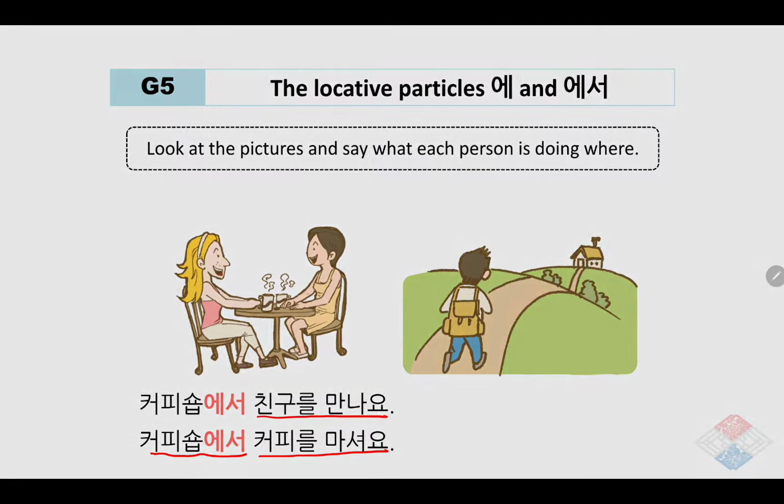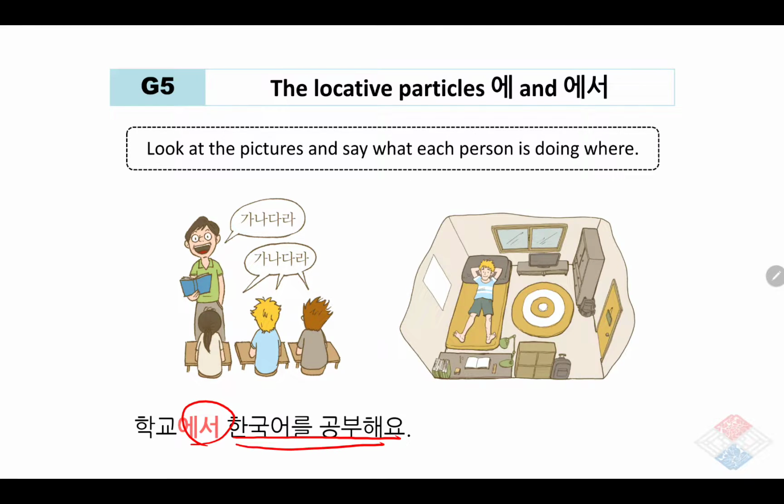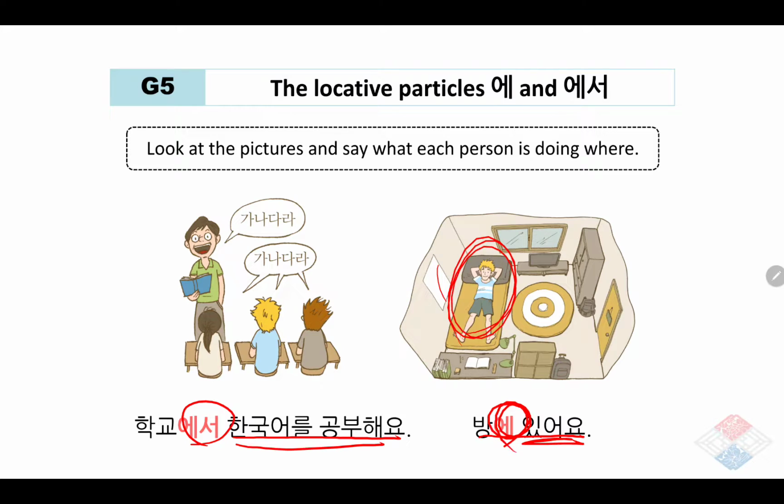Just going, right? So it is just 집에 가요. Going is nothing really dynamic. Okay. 학교에서 한국어를 공부해요. Dynamic, so you use 에서. At school, you study Korean. So let's see. 방에 있어요. You're just being there. You're not doing anything. You're being there. So 있어요. Not very dynamic. So it's just 에.